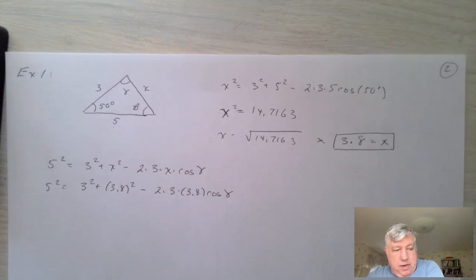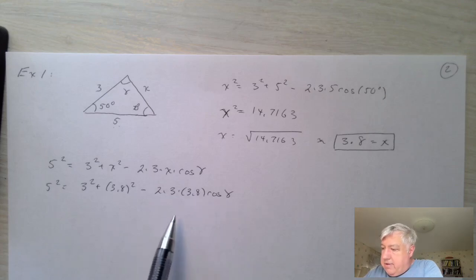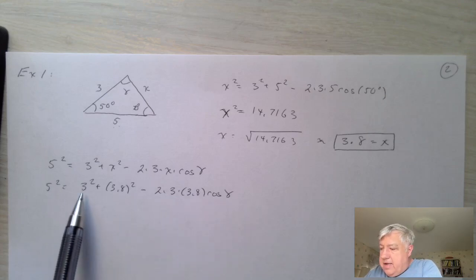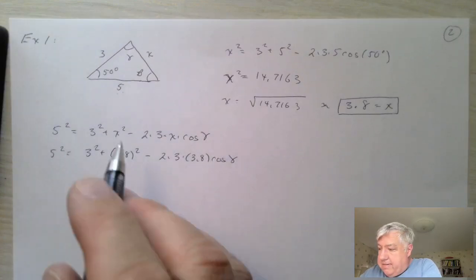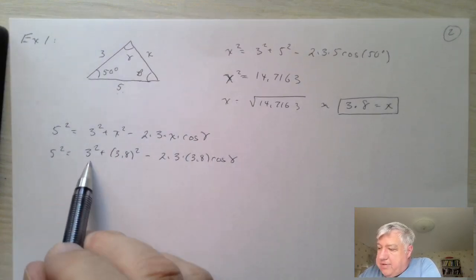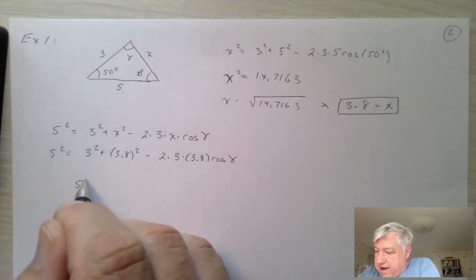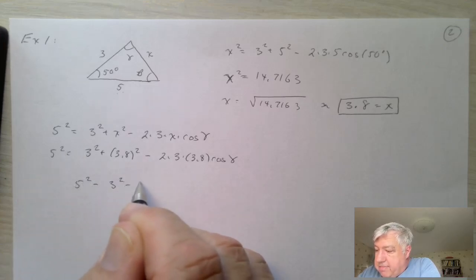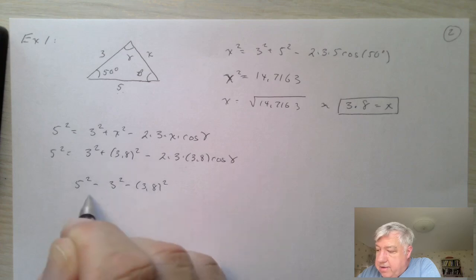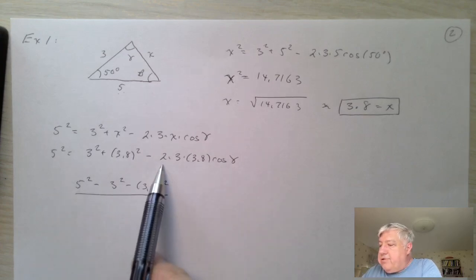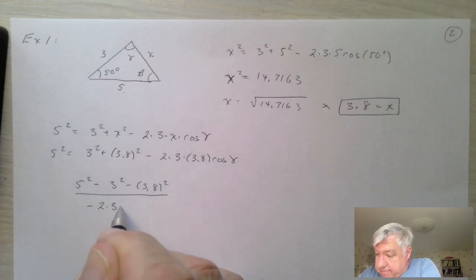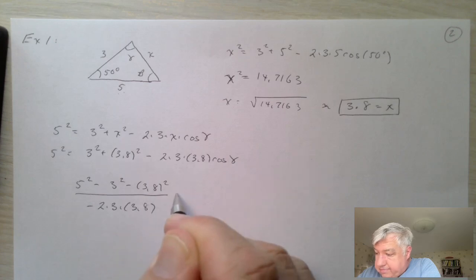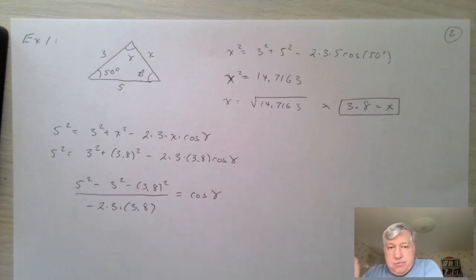Okay, and then you just go ahead and simplify, do a little algebra. What you can do when everything is said and done is subtract these two numbers over here, and then you'll get 5 squared minus 3 squared minus 3.8 squared. But then you'll have negative 2 times 3 times 3.8 times cosine. So we can divide by negative 2 times 3 times 3.8, and that gives you the cosine of gamma.